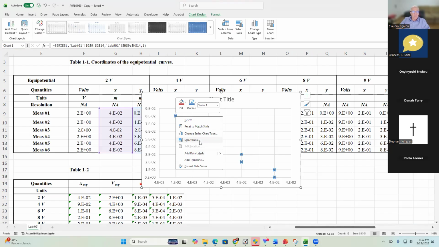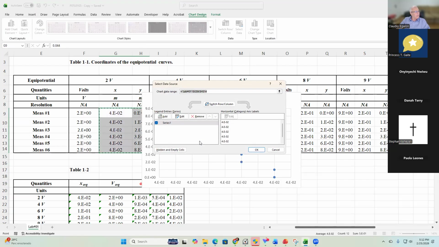Okay, wait a minute, no, sorry. Select Data, not Add Data Labels. Add is going to come next. When you highlight Select, okay, Select Data, this window is going to show up.